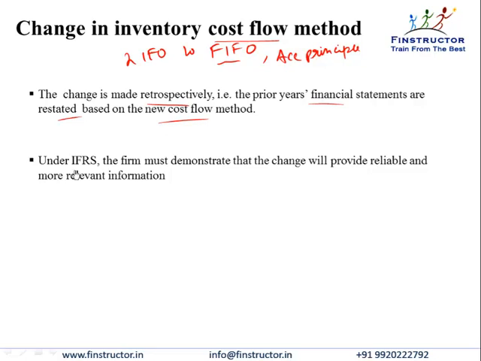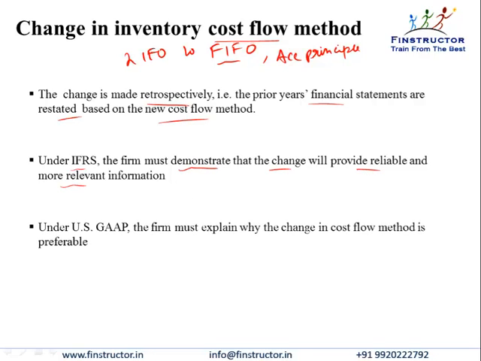Under IFRS, the firm must demonstrate that the new assumption is better and why it will provide a more reliable and more relevant estimate of the income. Under US GAAP, similarly, the firm must explain why the change in cost flow method is preferable.